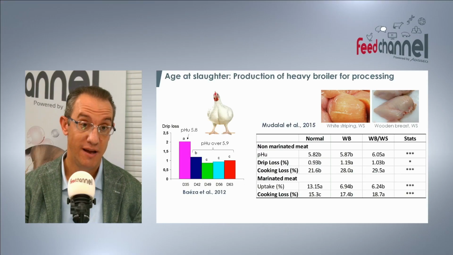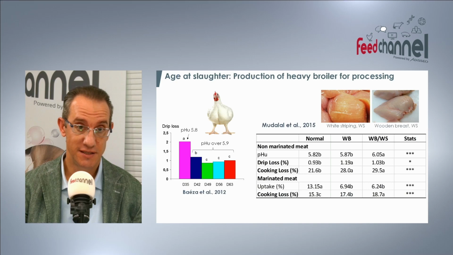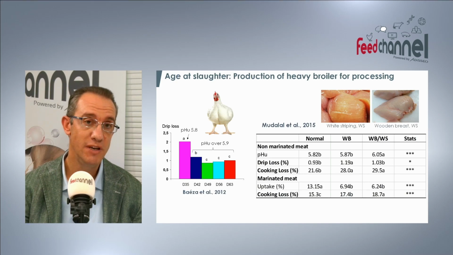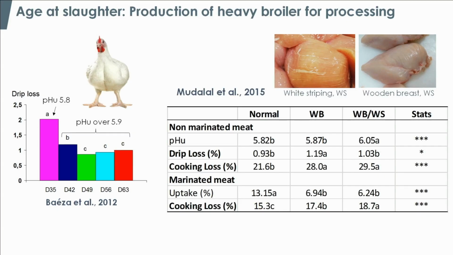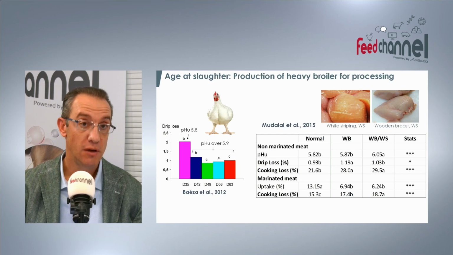This is an interesting question because the market is pushing to have heavier birds because of the increased demand for cut-up and especially processed products. As demonstrated by Cécile in several studies, if you increase the slaughtering age, there is a decrease in glycogen content in the muscle, so there is an increase in pH. And this may be associated with an increased water holding ability, as explained before. But overall, you may see a decrease in water holding ability.